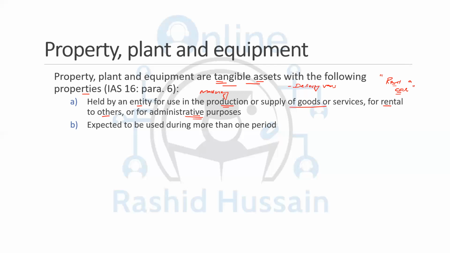Even there are many other examples. For example, you have heavy machinery such as cranes, such as bulldozers, which are being given to companies for construction purposes. You charge a rent for that daily or monthly. Or for administrative purposes, whatever we have for the administration. And expected to be used during more than one period. So whenever you are classifying any asset within IAS 16, you need to make sure that particular asset complies with the scope of IAS 16.